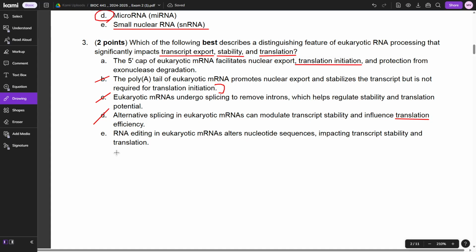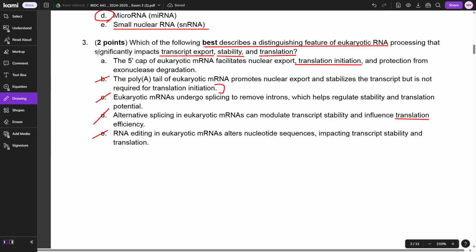Gonna be honest with you guys, we didn't really talk about RNA editing. You don't really edit RNAs that often. I mean, maybe you can do a single nucleotide polymorphism where you adjust one of them, but that's not really a good answer for the best distinguishing feature of eukaryotic RNA processing, right? Theoretically, this could surely be done in prokaryotes. Who's to say I can't alter the mRNA of a prokaryote, right? So that's not the best answer.